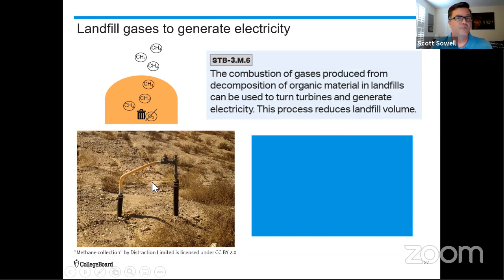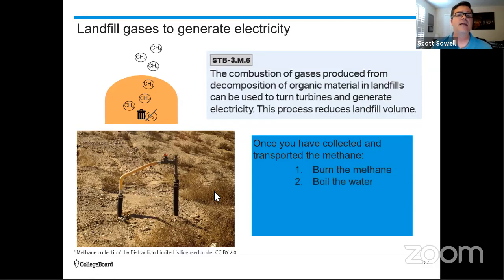So just as a reminder from our unit on electricity, when we're taking a fossil fuel like coal, oil, or natural gas and turning that into electricity, we typically follow a series of steps that you should be able to describe. So first of all, we have to collect and transport this methane. So we've got these pipes and systems by which we can do that, collect it and transport it. Then we got to burn it. The heat from that is going to boil water to make steam or hot air. And that steam is going to spin the turbine, and that's going to rotate a generator to generate electricity.